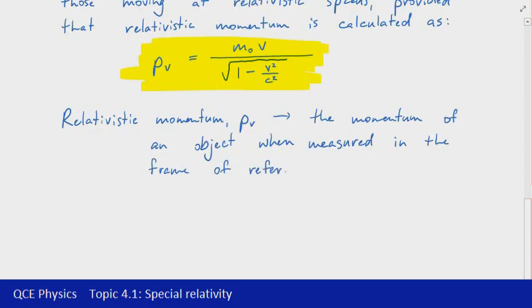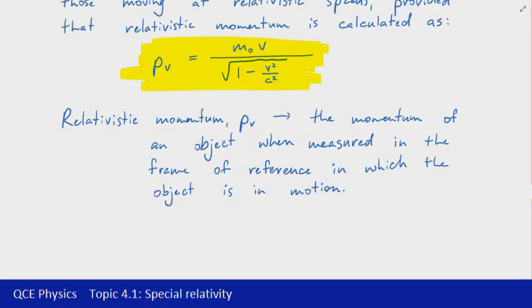So anytime we see that idea of a relativistic quantity, we're always going to see that it's relating to an object that is in motion, and relativistic momentum is no different. So there's the key points to identify.